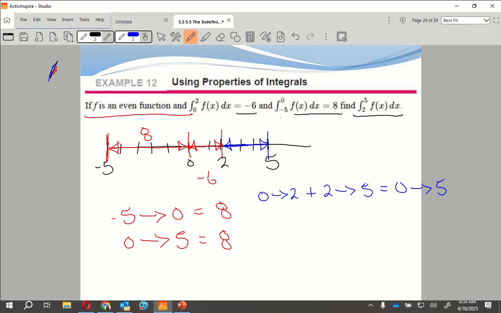Okay. So 0 to 2 was -6, plus 2 to 5, which is, I don't know. Right? That's what I'm looking for. So in algebra, what do we represent I don't know with? X. Very good. And all that has to equal my 0 to 5, and my 0 to 5 came out to be 8. And now, there we go.